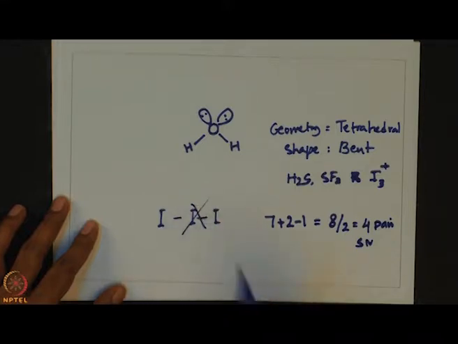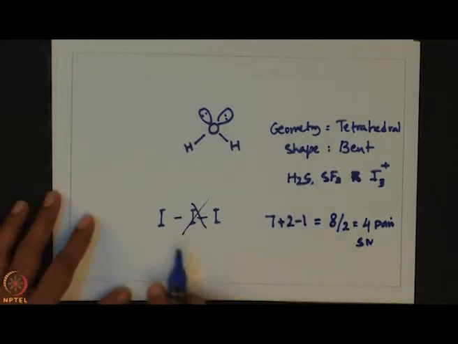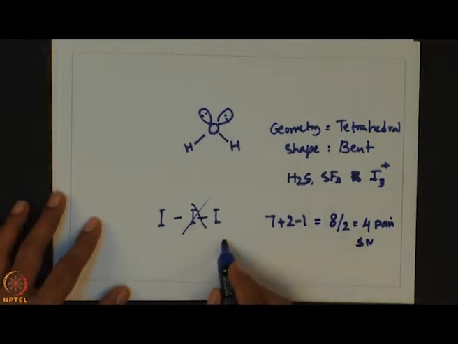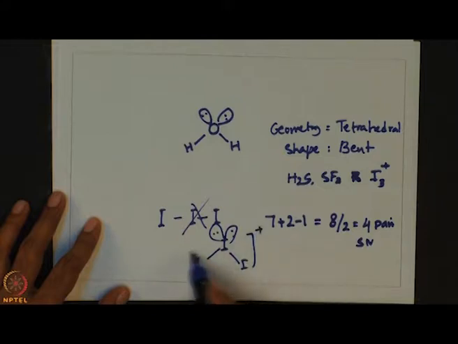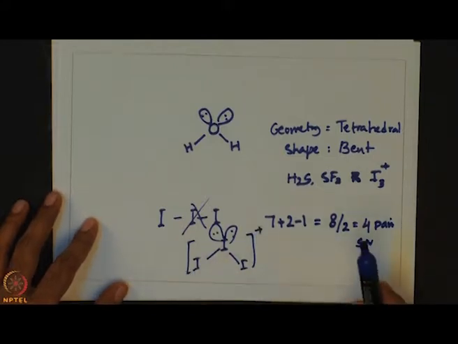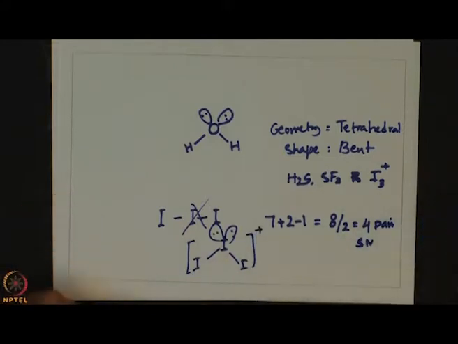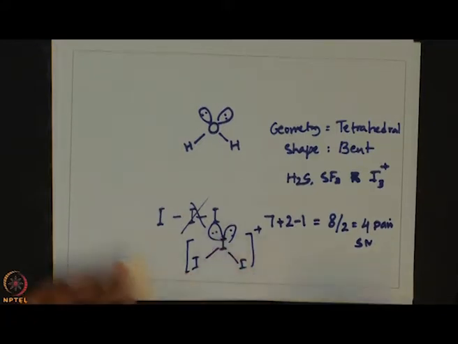So, this is wrong. This is how you will immediately come to know that this is not the right way of writing. Now, first write the central atom and put the lone pair here, and put these peripheral atoms. So, this is the I3 plus. In I3 plus, the central iodine has the tetrahedral geometry and it has 2 bond pairs and 2 lone pairs.